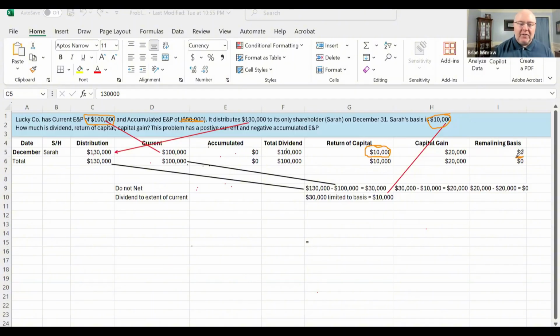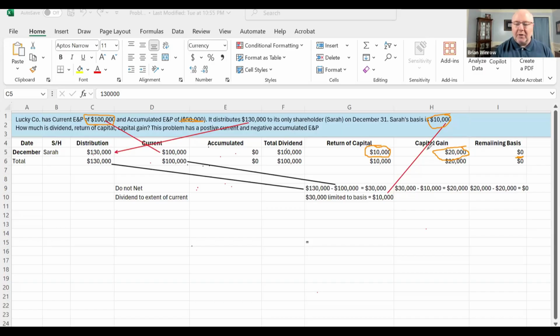All right, now that basis is zero and we've only dealt with 110,000, 100 plus 10, of the $130,000 distribution, that means we have $20,000 remaining. Well, if basis is already zero, anything else has to come from capital gain. So we have a capital gain over here of $20,000. And if we want to check our math, dividends is 100,000 plus 10,000 for return of capital.